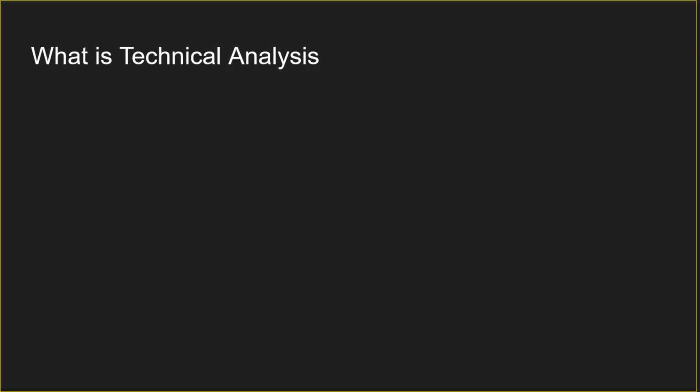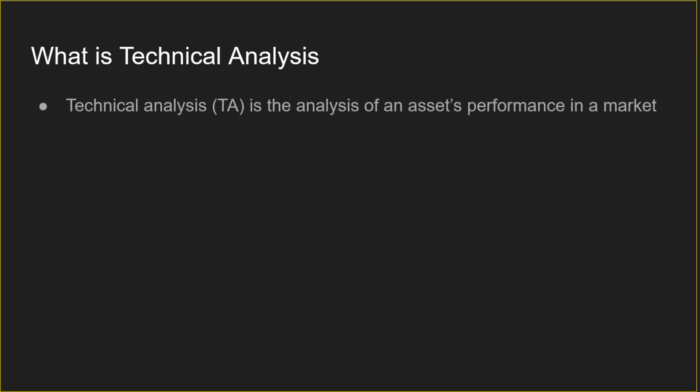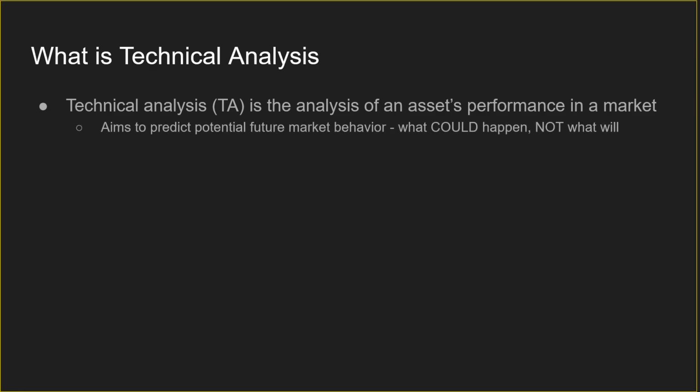So what is technical analysis? Technical analysis, or commonly referred to as TA, is the analysis of an asset's performance in a market over a given time. Basically, it's the study of price charts, and it aims to predict potential price market behavior, what could happen in the future, not necessarily what will happen. Remember, nobody knows what exactly will happen in the future. It's just a means of predicting what is most likely to happen based on previous market behavior.